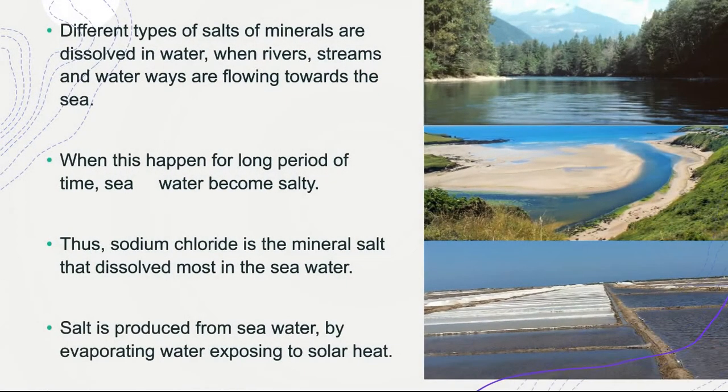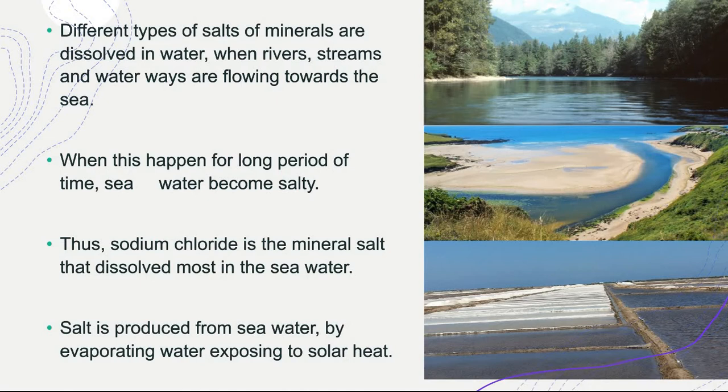So anyway, moving on. Now you know that there are different types of salts dissolved in water, especially when rivers, streams and waterways are flowing towards the sea. Now when this happens for a long time, let's say the rivers are flowing to the sea for quite some time, for several years, seawater becomes salty. Why? Mineral salts are dissolved in the rivers and streams and stuff.